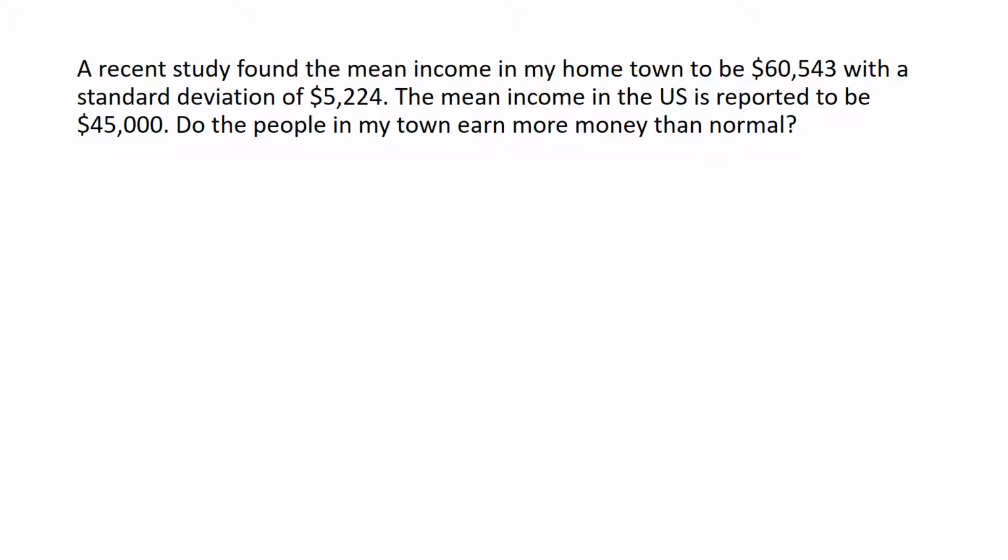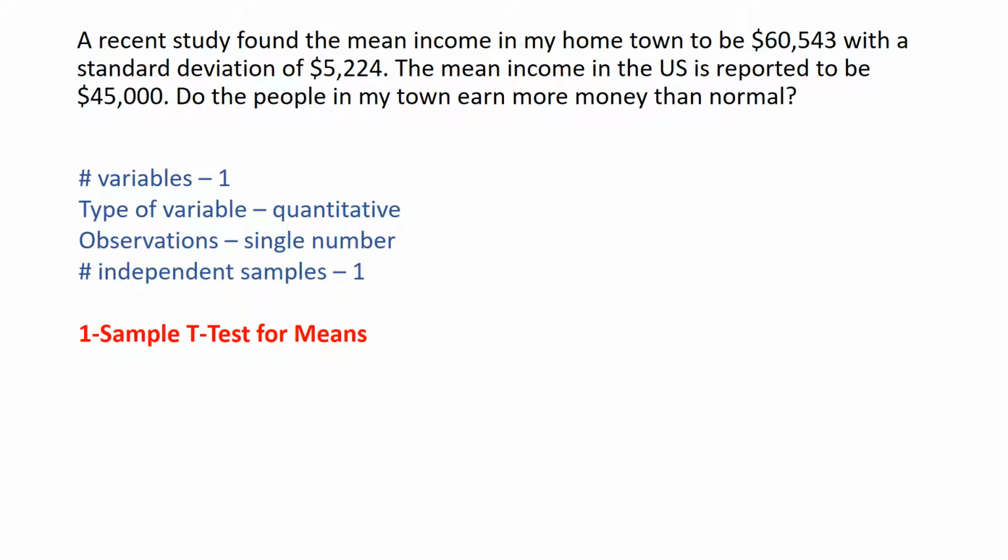First, we want to look at the variables. I see only one variable, income, and it's quantitative. We're not concerned with a difference in incomes, so each observation is a single number. A recent study means that we have only one sample. So we have one quantitative variable. Each observation is a single number, one independent sample. This means we use a one sample t-test for means.